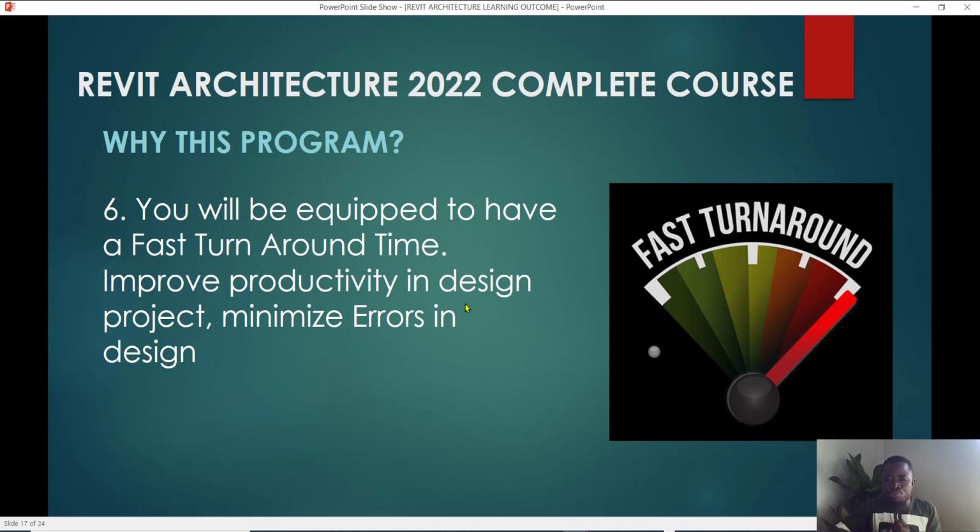That will improve your productivity in design projects. You minimize errors, and this is what we are looking for in our projects, in our work. I always make this point that architecture is a profession, but it's also a business. So it is not the practicing that excites us, but our delivery, quality delivery at the fastest possible time, because that makes the client happy, and that also makes you happy as well.